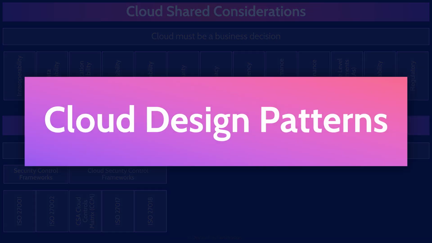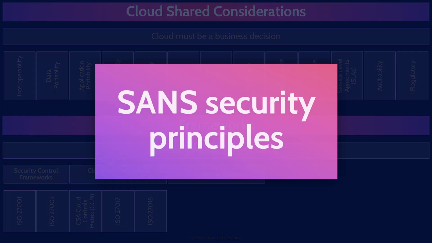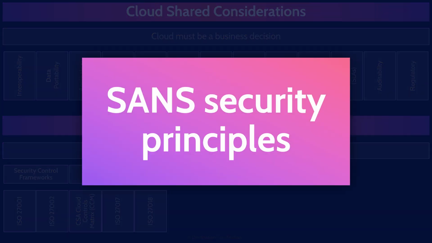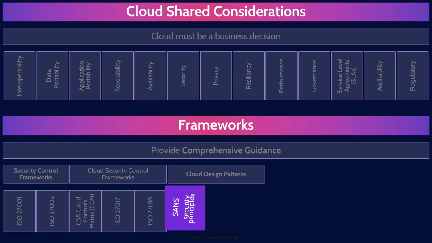The next category here is cloud design patterns. These are reusable solutions to common challenges and architectural problems in cloud applications. Cloud design patterns provide best practices for achieving scalability, reliability, and security in cloud-based environments. The SANS security principles provide a set of guidelines that focus on protecting systems and data through core security practices like defense in depth, least privilege, and continuous monitoring, aiming to strengthen cybersecurity defenses.